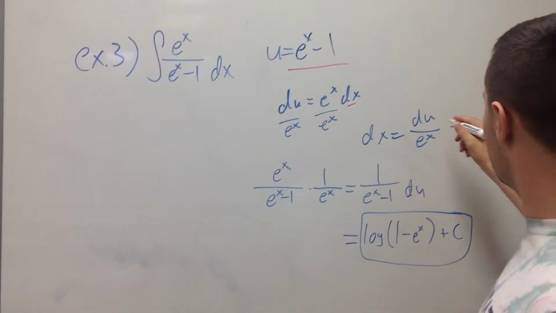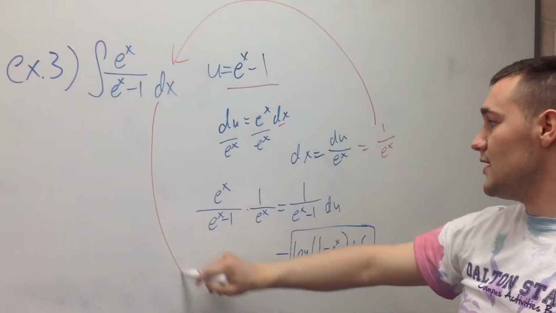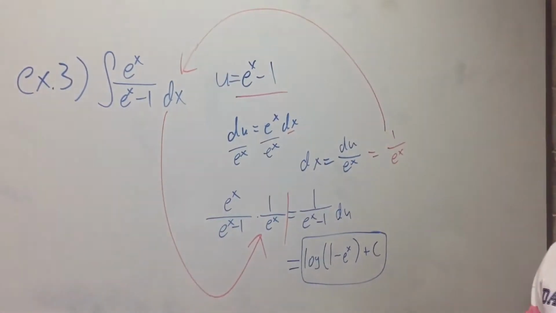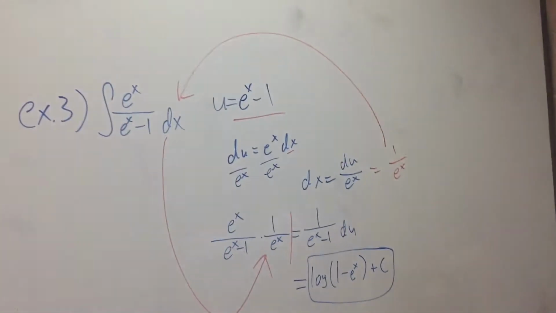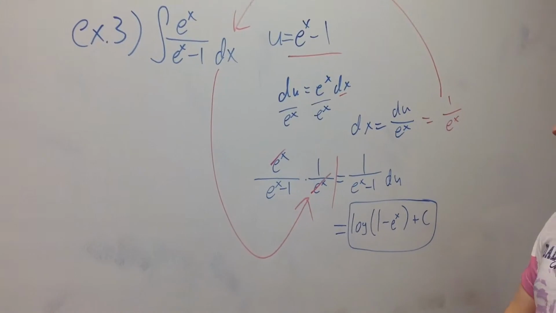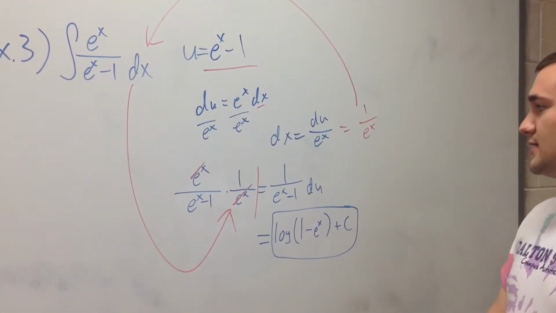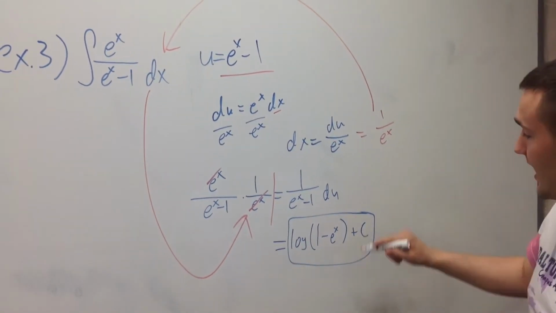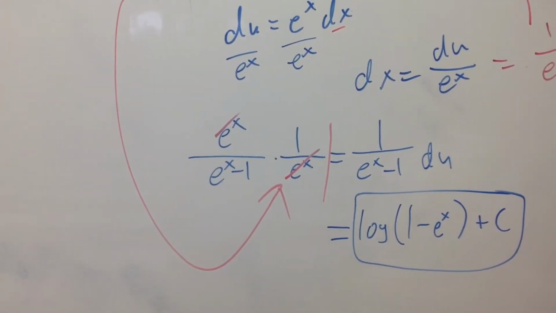So we're going to plug this into the original function. Okay, so then we have e to the x divided by e to the x minus 1 times 1 over e to the x. You simplify. Okay, now you're just left with 1 divided by e to the x minus 1 du. You can take the log and just have log of e to the x minus 1 plus a constant.